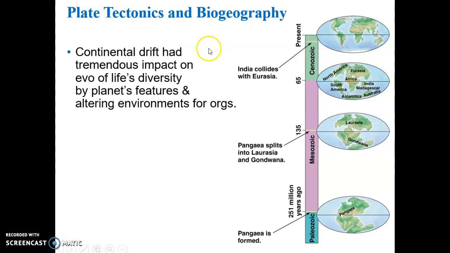So continental drift has had a huge impact on the evolution of life's diversity and distribution and physical characteristics of the land masses, and has altered environments throughout Earth's history. That has caused and generated a lot of the diversity of the living organisms on the planet Earth and their distributions, as we'll see.